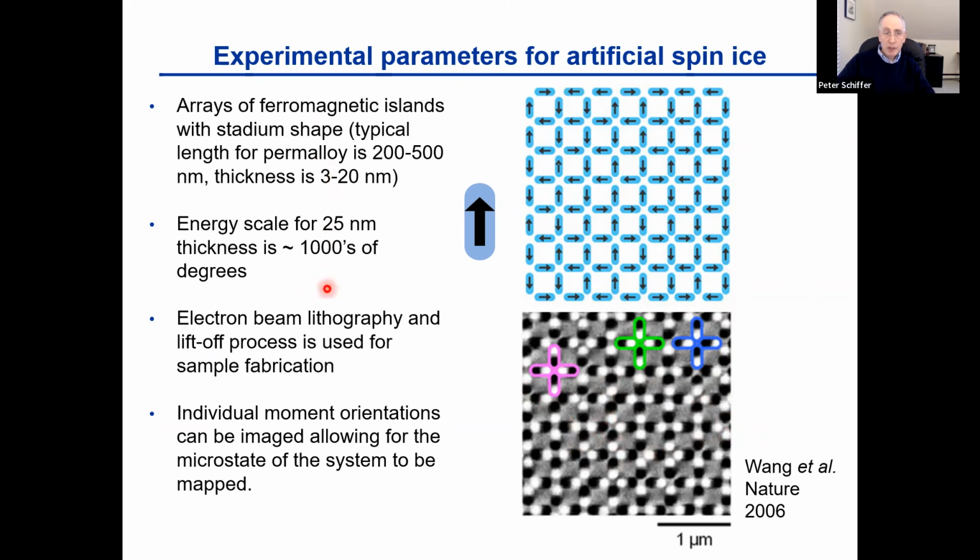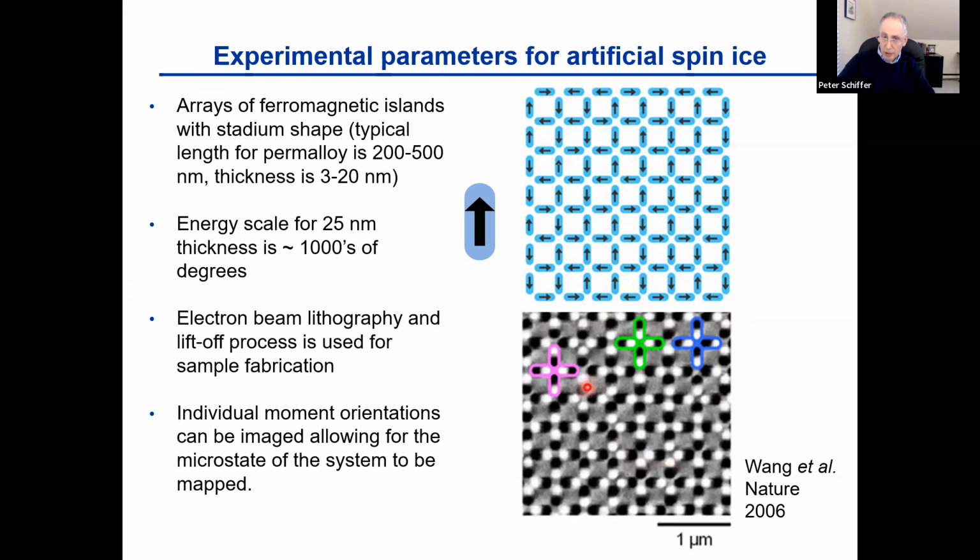On the left here, I've given some of the physical parameters for making these systems. So the typical size is a few hundred nanometers long, thickness of a few tens of nanometers thick, down to a few nanometers thick. Energy scales are typically hundreds to thousands of Kelvin. And we use electron beam lithography and liftoff for fabrication.